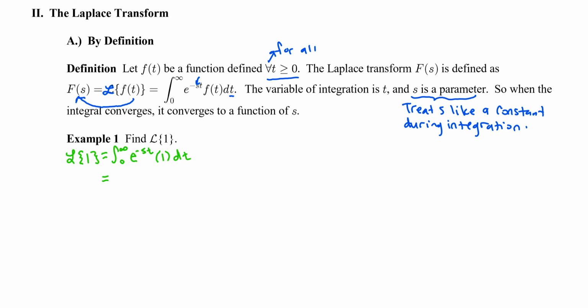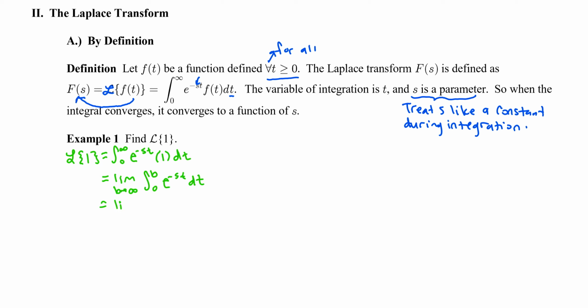Make sure when you're doing your homework that you show this part. This is good mathematical reasoning. We don't want to skip that step. Limit b approaching infinity from 0 to b of e to the negative st dt. That limit operator makes this part a proper integral.